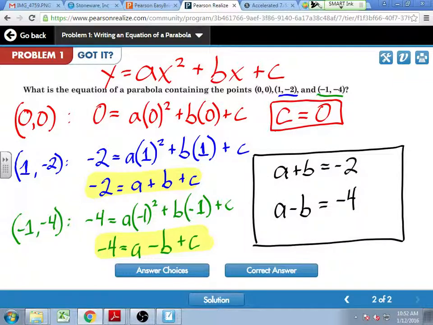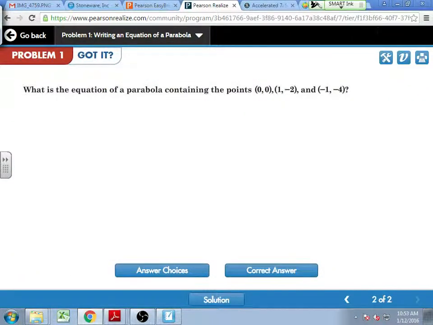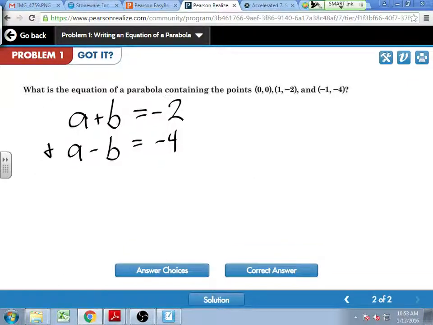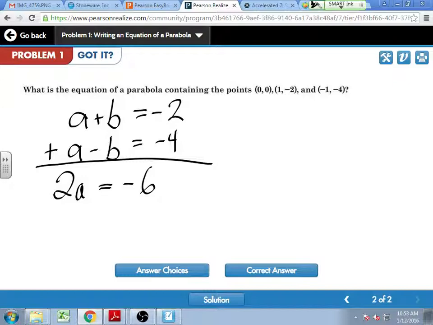So then I ask myself, how can I combine these to make things easier? Okay. I added them again. We can add them. So I'm going to clear this. A plus b equals -2. A minus b equals -4. Because I'm adding, I just leave everything how it is and combine. 2a must equal -6. So a has to be -3.